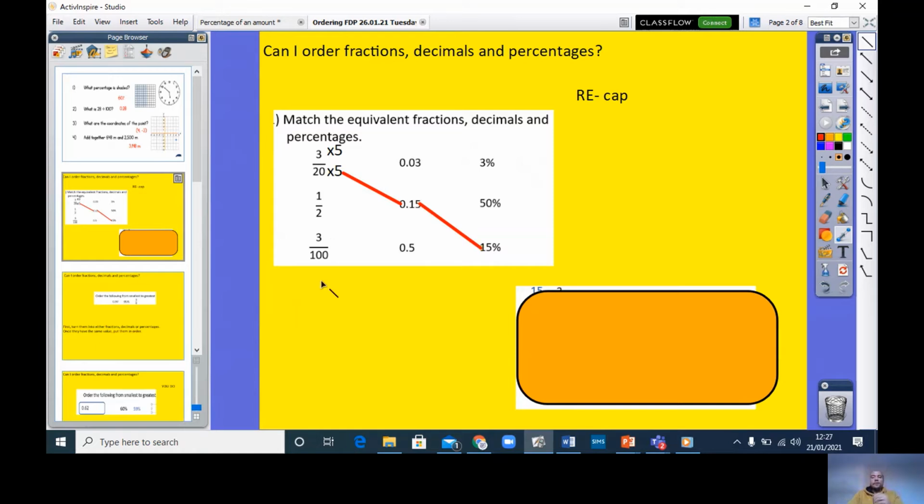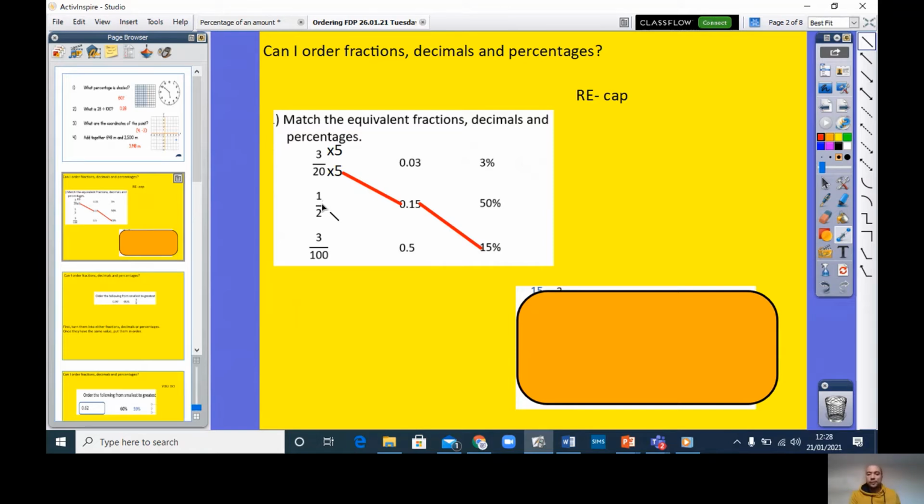So if you're thinking, that's how you do it, honestly, pause the video now and have a go at this question here. This one, it's a half. What would I multiply 2 by to get to 100? Pause the video, have a go. So I would multiply my 2 by 50, okay? And because I'm multiplying 2 by 50, I've got 100. Whatever I do to the bottom, I do to the top. So 1 multiplied by 50 is 50, so I've got 50 out of 100.